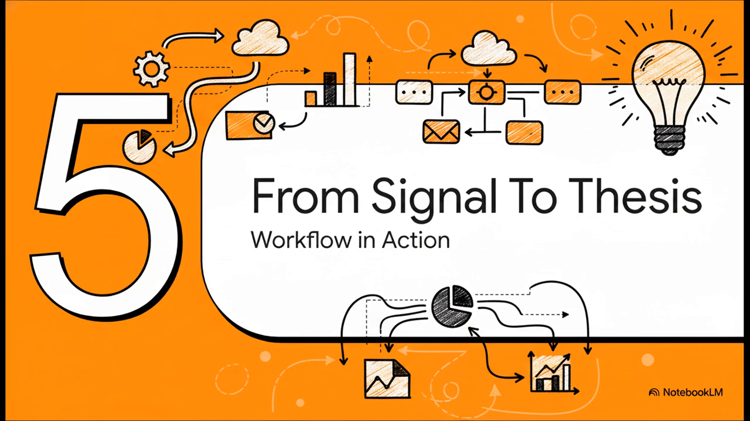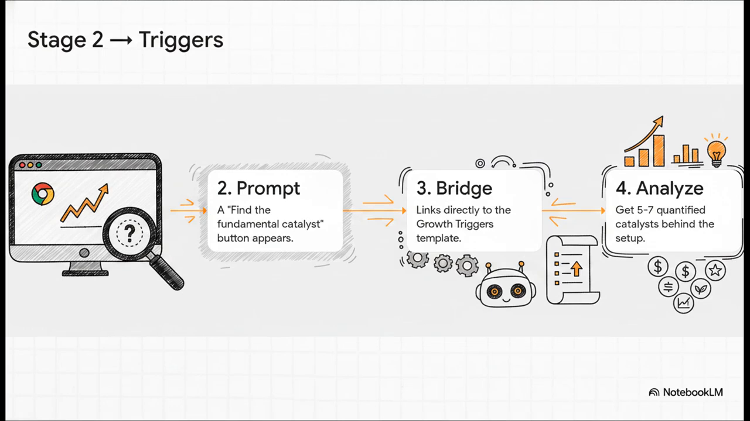Okay, theory is great, but let's see how this all comes together in a real, actual workflow. This is where you really see the power of connecting different tools to create something amazing. So let's trace this stage 2 to growth triggers flow. It all starts with a completely separate tool, the Trader Chrome extension. It spots a stock in what's called a stage 2 uptrend. That's just a term for a stock with strong technical momentum.